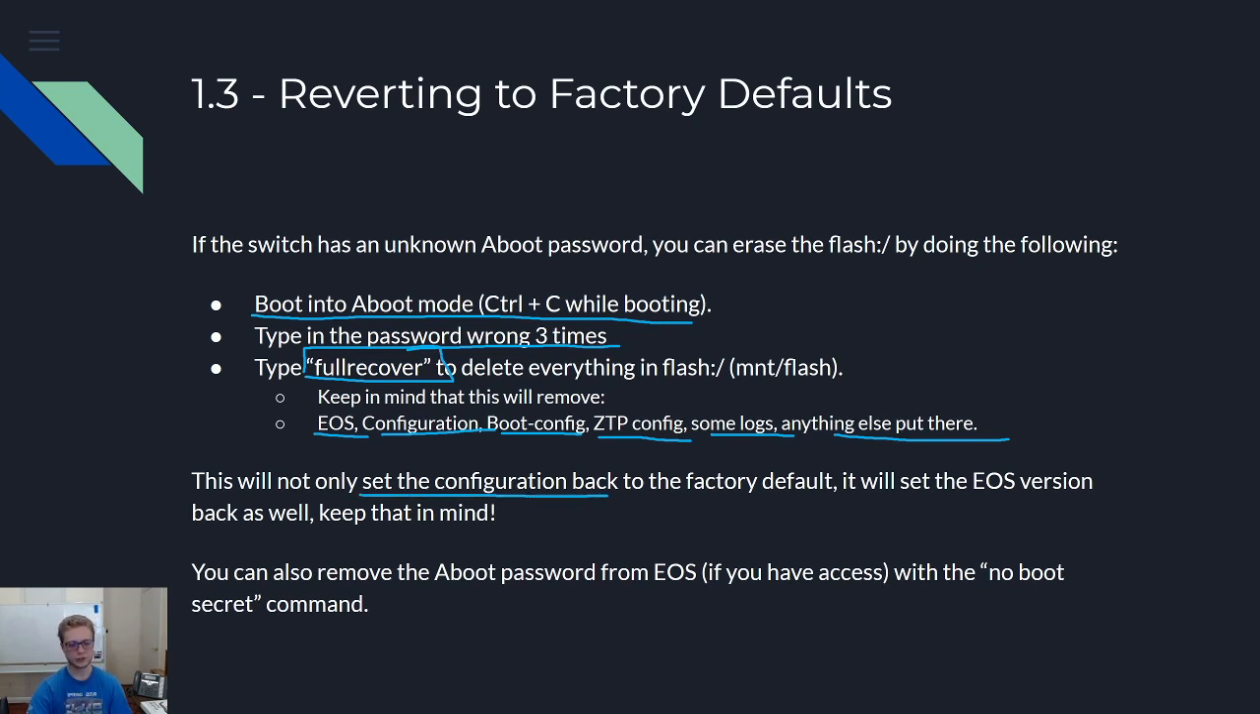So this will not only set your configuration back, it will set your EOS back as well. So keep that in mind. You'll get whatever shipped originally with that switch. You can also remove the Aboot password from EOS if you have access with the no boot secret command. So if you have access to EOS but not Aboot, so like there's an Aboot password but they didn't set a password on EOS because they're a terrible security administrator and they obviously need to get better, then you can just do that no boot secret and then bam, it's gone. So keep in mind you need to secure both Aboot and EOS.